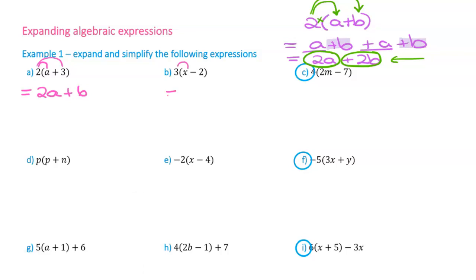3 times x gives us 3x. 3 times negative 2 gives us negative 6. Positive times a negative is a negative. I want you to now have a go at part C.